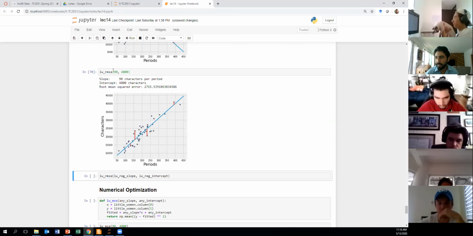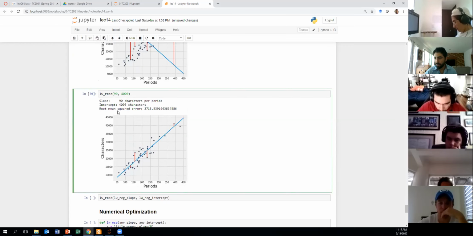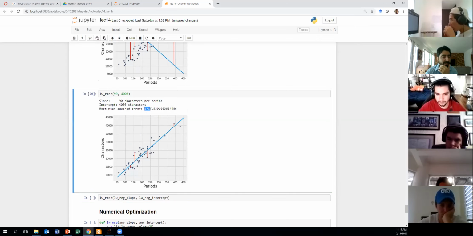Let's call it with another slope and intercept. What if my slope is 90 and my intercept is 4,000? I get this line. Now it's much closer, the root mean square error is much smaller, right? It's 2,700. So what if I call it with my original slope and original intercept? Am I going to get higher than this, or lower than this?